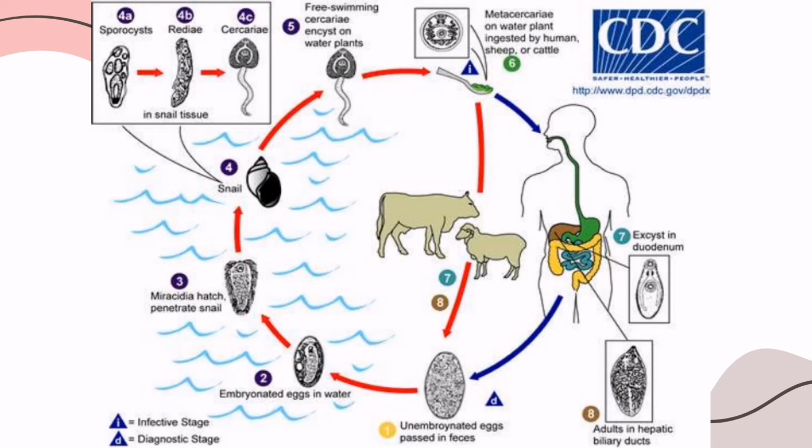Ingestion of free metacercariae floating on the water, possibly detached from carrier plants, may also be a possible mode of transmission. So another mode of transmission is if humans go and drink water from the source, they may actually drink these little metacercariae, and in this way they can also develop the infection.